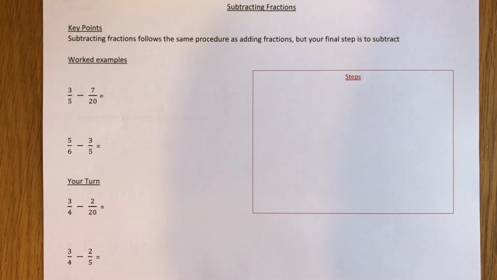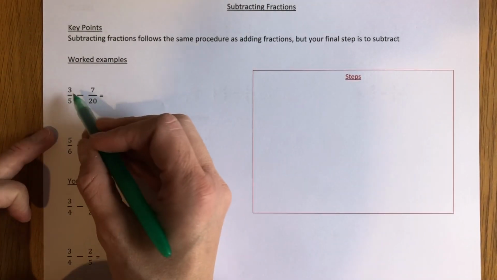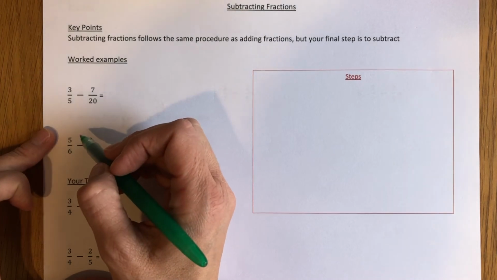Okay, so moving on to subtracting fractions. Now this follows very, very similar rules to adding fractions, except for the very last step, instead of adding them, you're going to subtract them. First example is 3/5 minus 7/20.